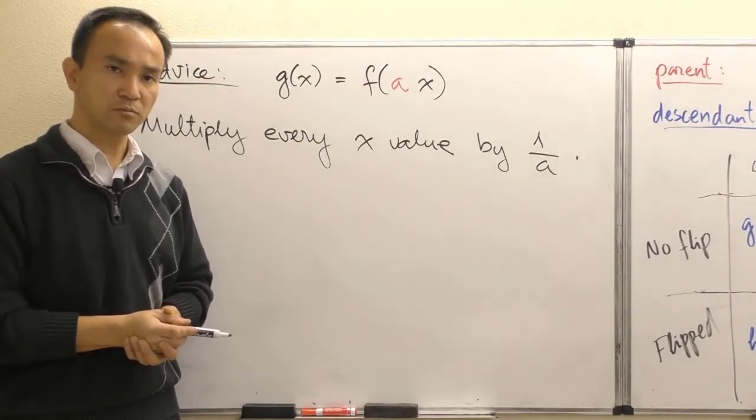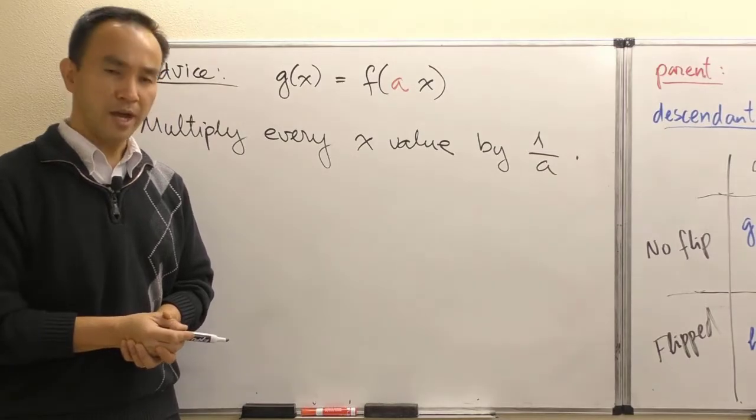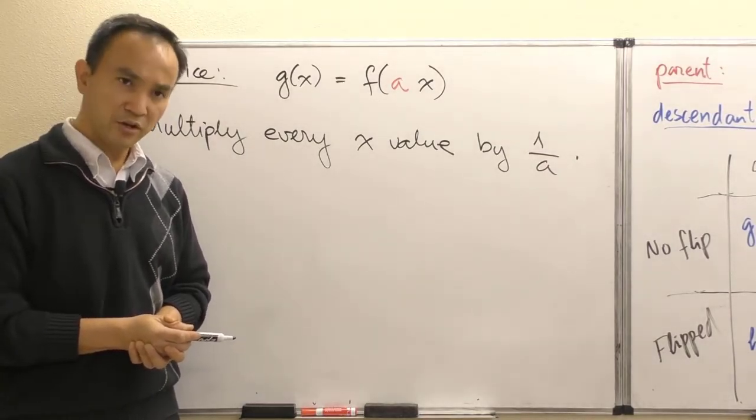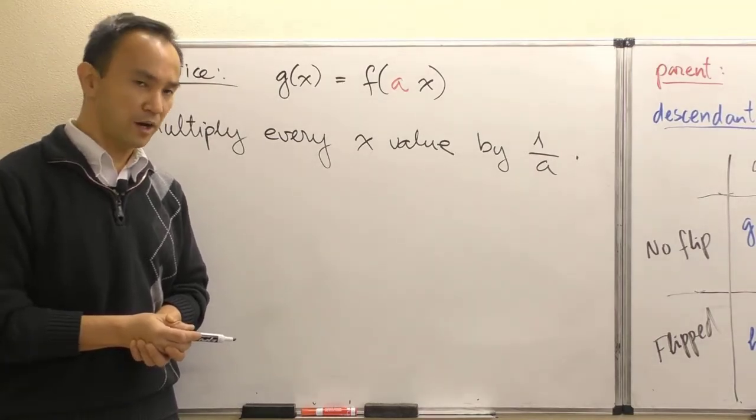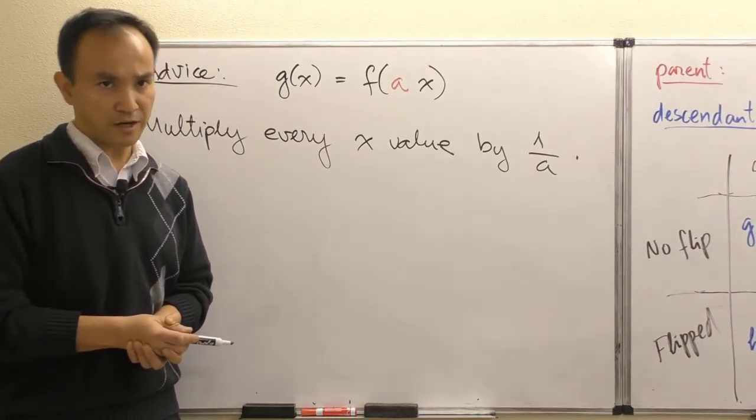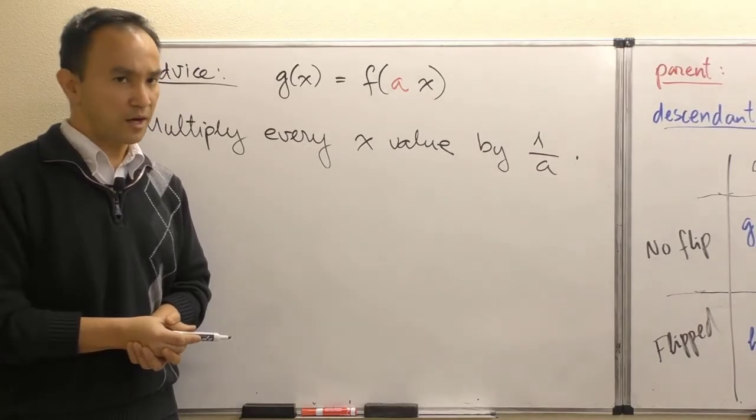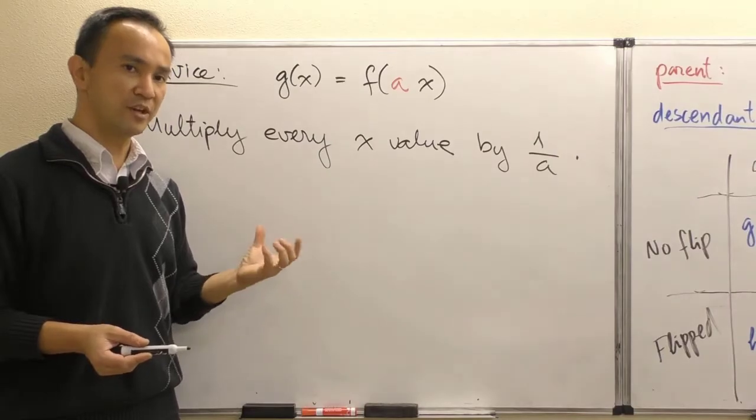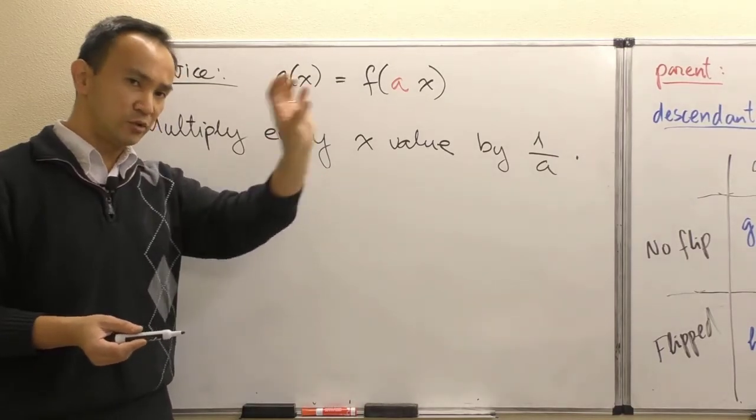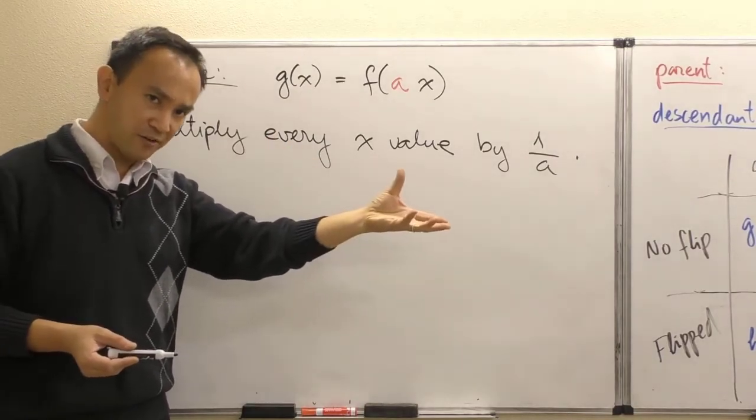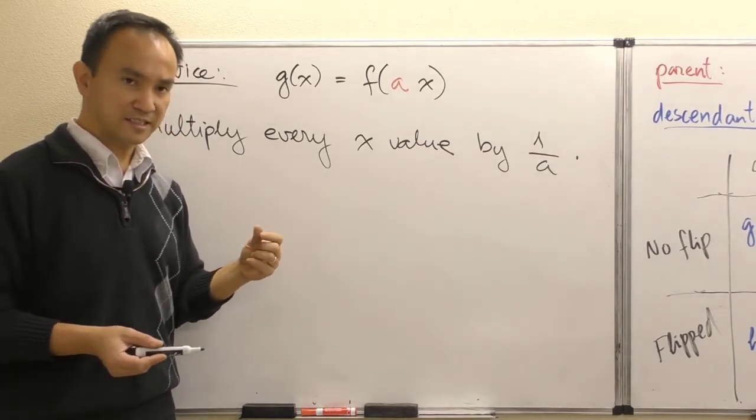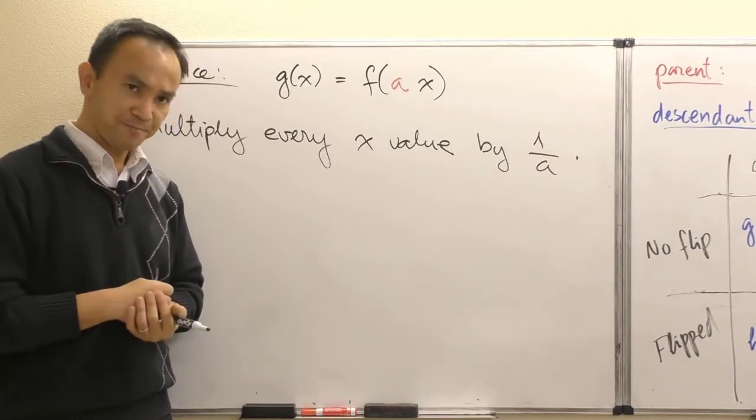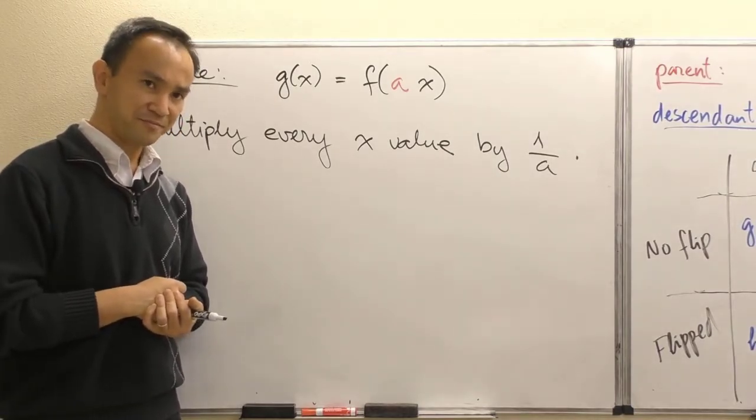That's all there is. We multiply every x value by 1 over a. So a can be positive, a can be negative, a can be a value greater than 1, a can be a value less than 1. The absolute value of a can be greater than 1, the absolute value of a can be less than 1, it doesn't matter. Just multiply every x value by 1 over a. That will guarantee you land your point in the correct place on the transformed version of the graph. And then that will get you successfully drawing the graph, provided you already know the shape of the graph from the known parent function. All right.